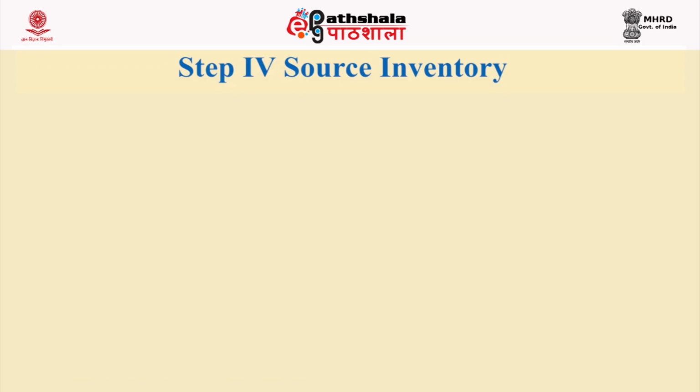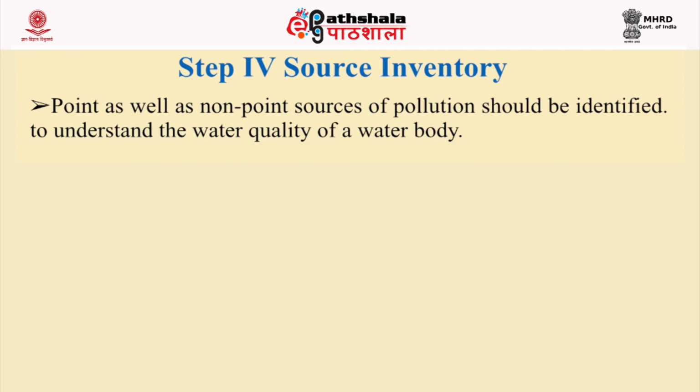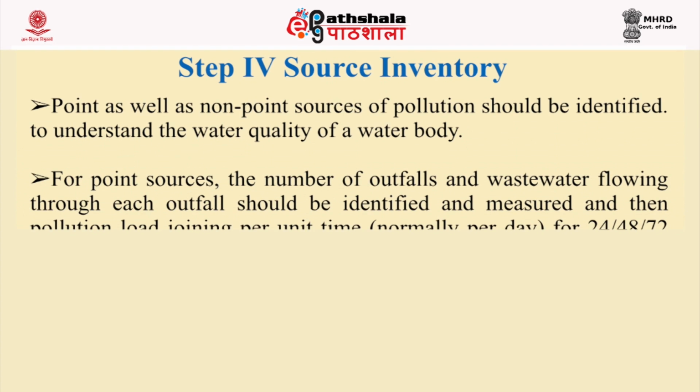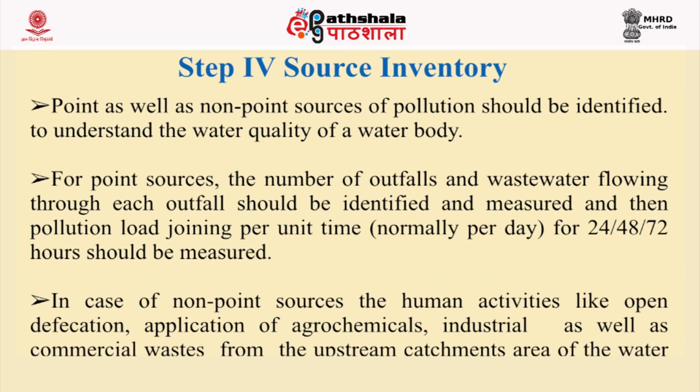Step 4 is source inventory. Point as well as non-point sources of pollution should be identified to understand the water quality of a water body. For point sources, the number of outfalls and wastewater flowing through each outfall should be identified and measured, and then polluted load joining per unit time for 24 hours or 48 hours or 72 hours should be measured.